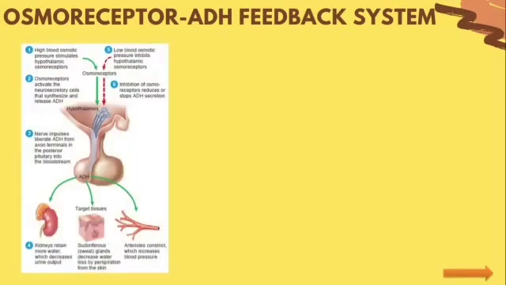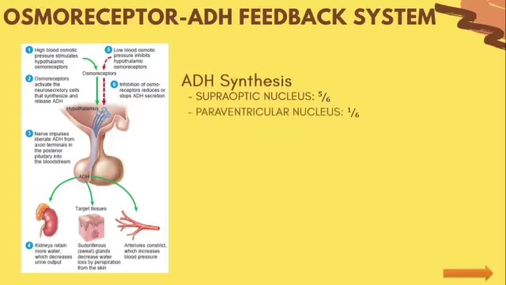To start our discussion on the osmoreceptor ADH feedback system, let us first discuss how ADH is produced. In the hypothalamus, two types of magnocellular, or large neurosecretory, cells function in the synthesis of ADH. These are the supraoptic and paraventricular nuclei. The supraoptic nucleus is located bilaterally to the optic chiasm and produces about 5/6 of the ADH, while the paraventricular nucleus, located adjacent to the third ventricle, produces about 1/6.